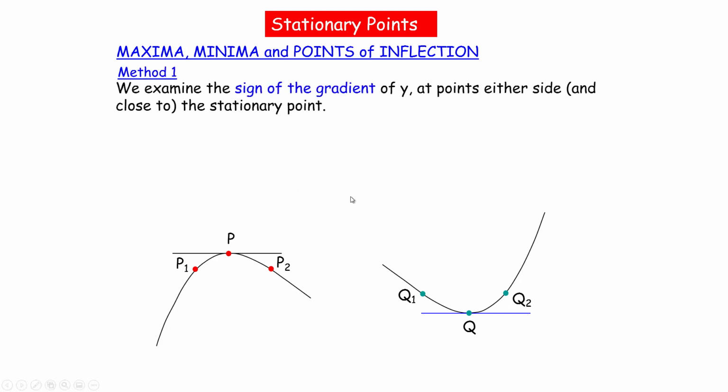First instance, if we look at the sign of the gradient, what's happening from P1 to P2? The gradient on P1 is positive, and it switches to a negative. So it's just very close to where the gradient is 0. It's switched from positive to negative. And on a minima point, the gradient is changing from negative to positive.